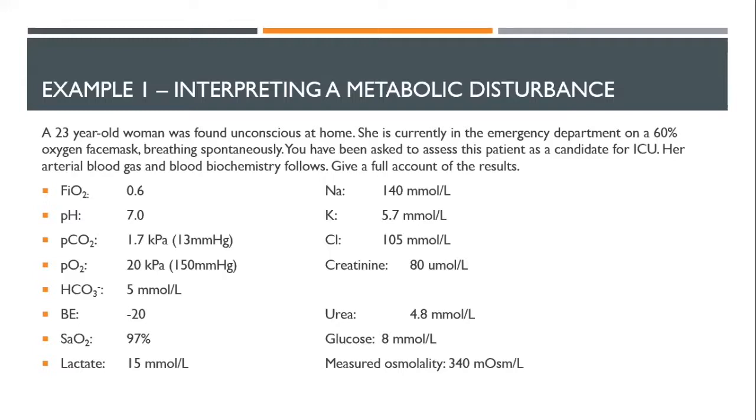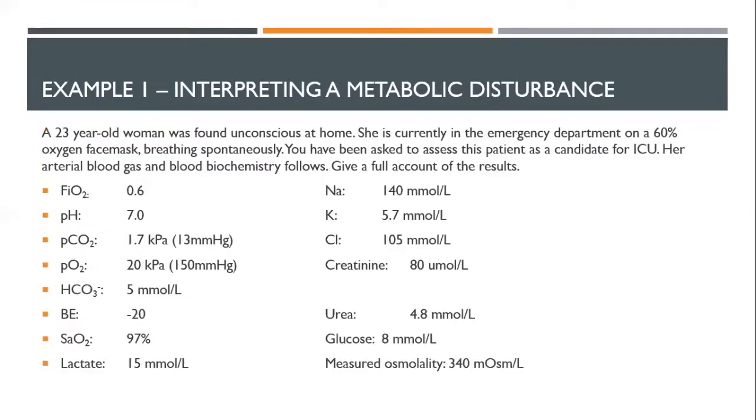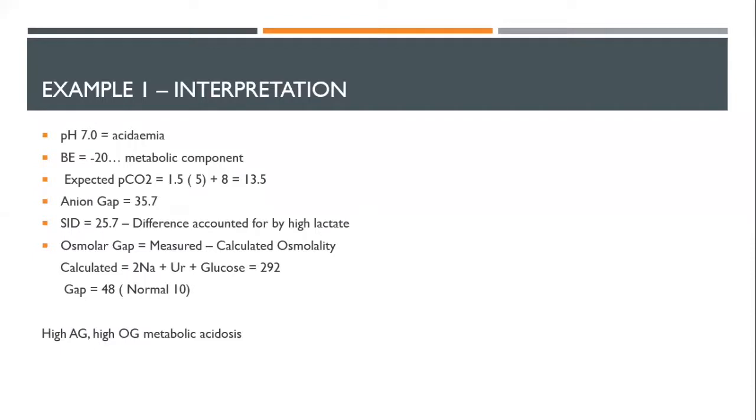Okay, so if we look at this disturbance, she has a pH of 7, so she has a profound acidemia. If we look at the standard base excess, right at the beginning, I said the best way of determining the disturbance is to look at the standard base excess. It's -20, so that tells us that there's a metabolic component. If we use Winter's formula in the compensation rules, we can calculate her expected PCO2, and that gives us a value of 13.5. And if we just go back, the PCO2 that they gave us in millimeters of mercury was 13. So it's absolutely spot on expected compensation for the disturbance that she has.